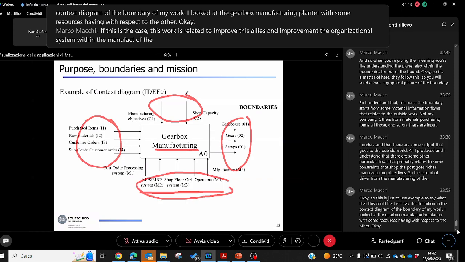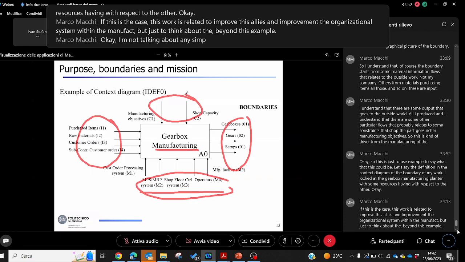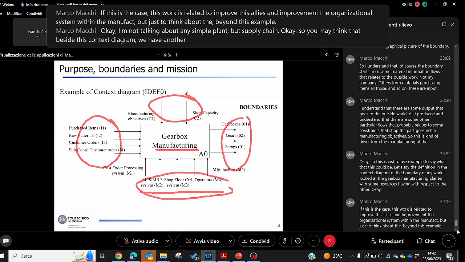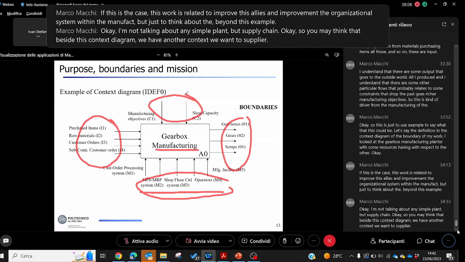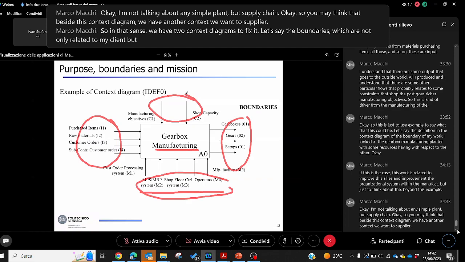But just to think a little bit beyond this example, I'm not looking only at the single plant, but at a supply chain. So you may think that beside this context diagram, we have another context diagram, the one of the supplier. Maybe first the supply level of suppliers, no more than that. So in that sense, we have two context diagrams to fix the boundaries, which are not only related to my plant, but also the supplier plant. So this tells you a sense of the functional modeling of this organizational system.